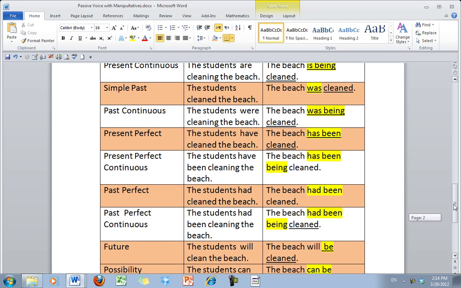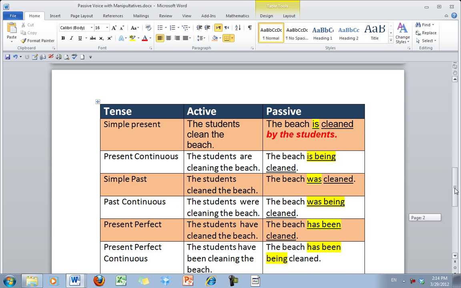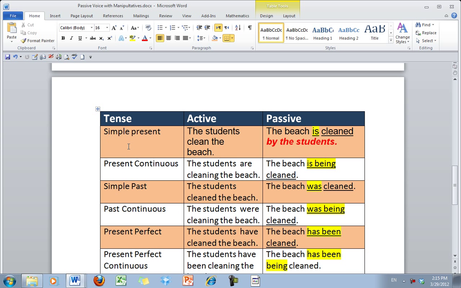Now, what we're going to do quickly is look at some of these that are most likely. For example, simple present tense. Active version says, the students cleaned the beach. The passive form is, the beach is cleaned. We have form of to be with past participle. And then, of course, by the students, the by prepositional phrase, which you've already learned from the overview that this is optional. We can leave this out completely and just say the beach is cleaned every day, once a week, 3 times a week. Don't worry, the beach is cleaned.